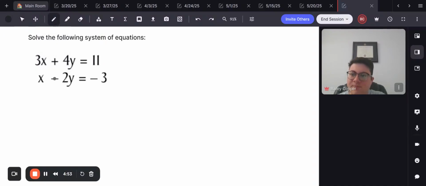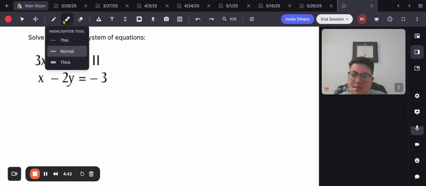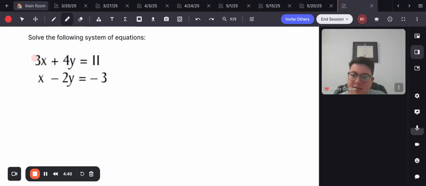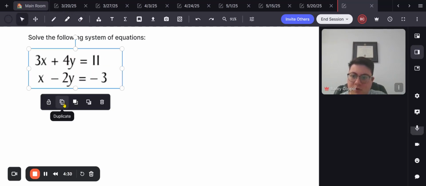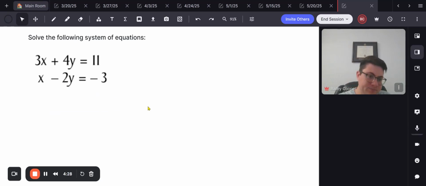Today I'm going to show you how to solve the following system of equations. As we can see here, we have two equations, 3x plus 4y equals 11, and x minus 2y equals negative 3. Something you might notice is that this is lined up really nicely, with our x's on top of each other, our y's on top of each other, and our constants on top of each other. That's a good indicator that we're going to want to solve this system of equations using something called elimination.